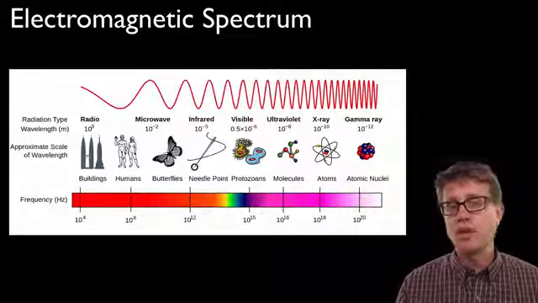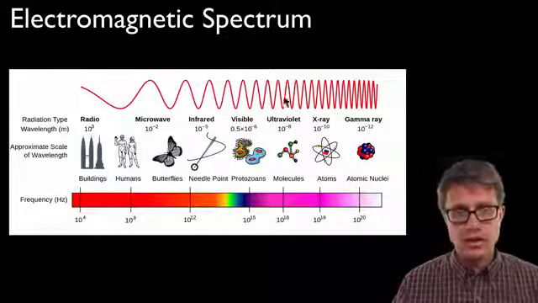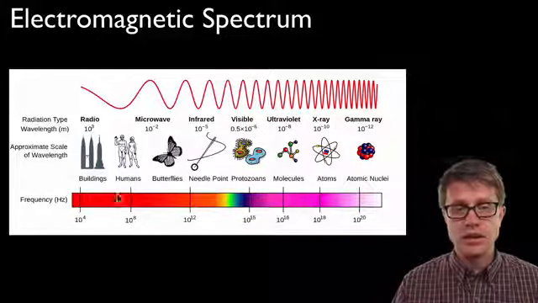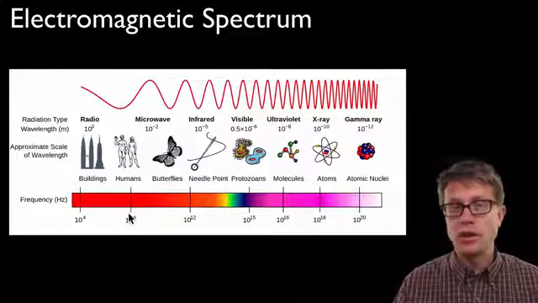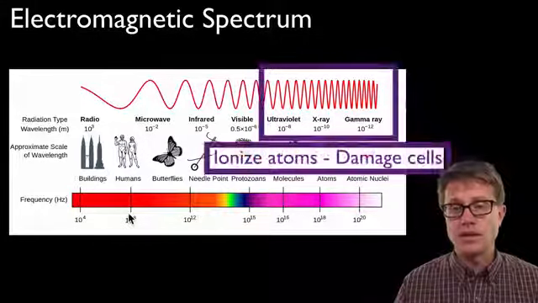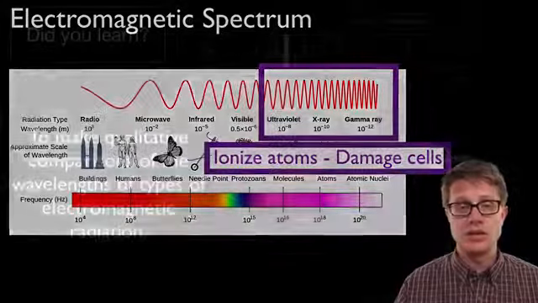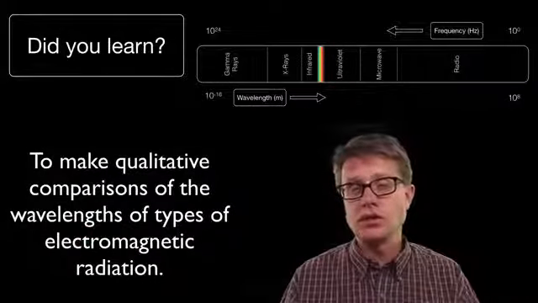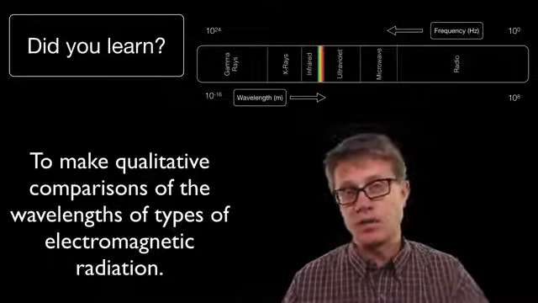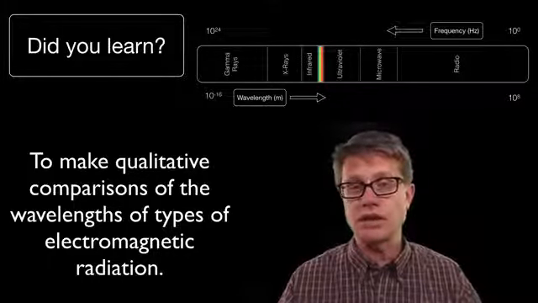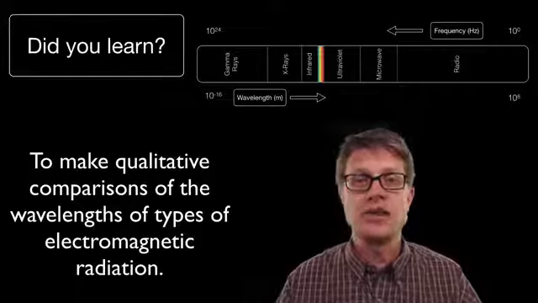So which one would you rather be exposed to? These ones with long wavelength, really, really low frequency, low energy. The ones on the right side are going to be able to damage cells, ionize cells, cause damage to the cells itself. And so did you learn to just make qualitative comparisons based on wavelength and frequency of electromagnetic radiation? I hope so, and I hope that was helpful.